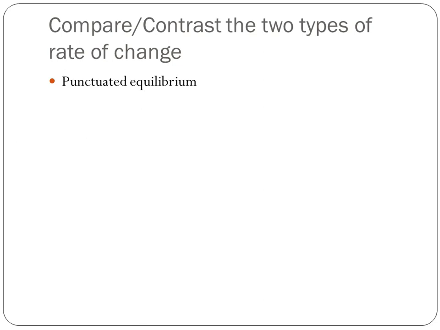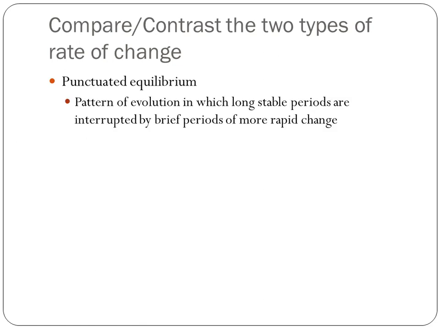There's, first of all, punctuated equilibrium, which, as we saw before, is a pattern of evolution in which long stable periods are interrupted by brief periods of more rapid change. We can actually see this by not being able to find many transitional fossils. It's when something changes very quickly. For example, in the last investigation, the change from small rats to large rats was an example of punctuated equilibrium. It occurred very quickly over a short amount of time because there were no fossils able to be found, and it was also, again, a short period of time.